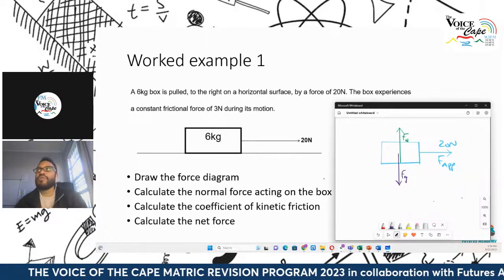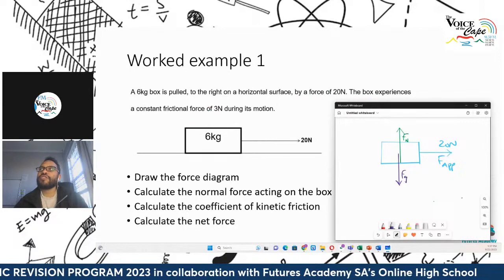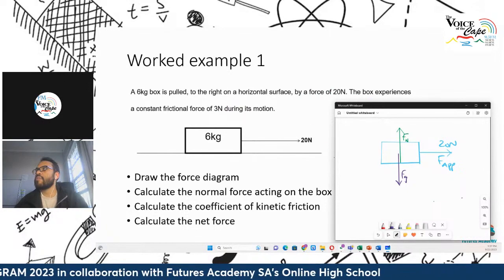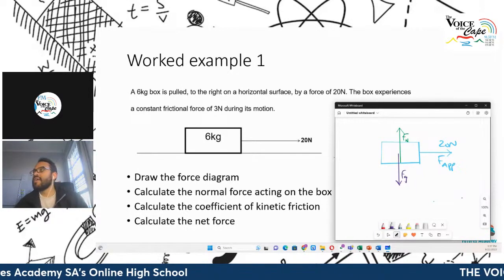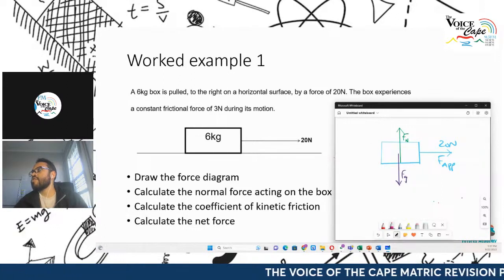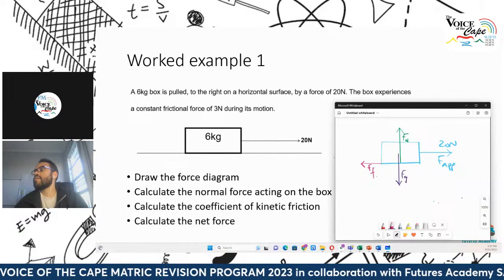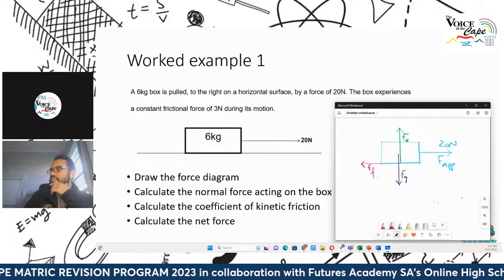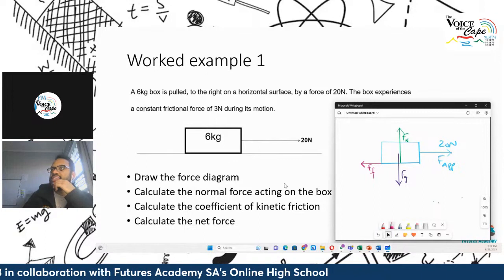And then because there is motion, and they did say the box experiences a constant frictional force of 3 newtons during its motion. Now remember, if it moves to the right, then opposite to that, there will be a force that opposes its motion, and that will be the frictional force. So that's our force diagram. That's the first question here.